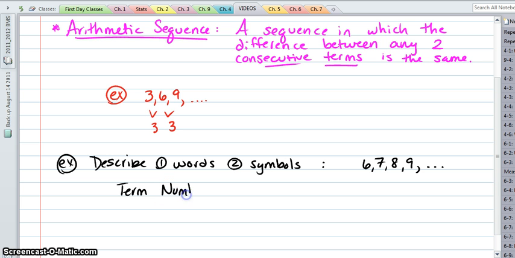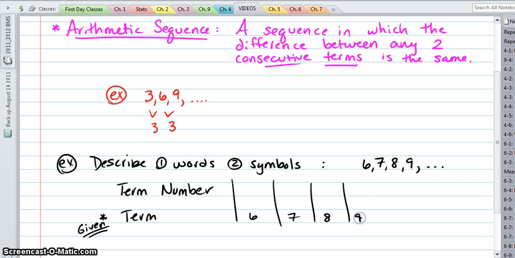So, term number and term. The term is what has been given to us. So what has been given? We were given 6, 7, 8, and 9. The term number always starts at 1. 6 is the first term, 7 is the second term, 8 is the third term, and 9 is the fourth term. So that's how we create our X, Y.